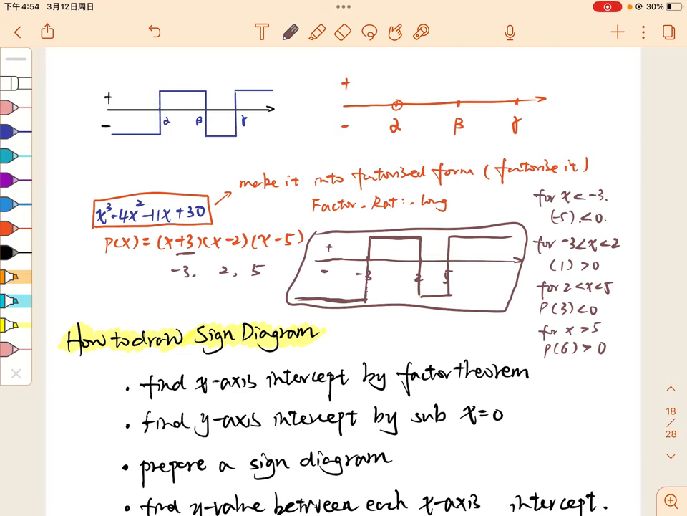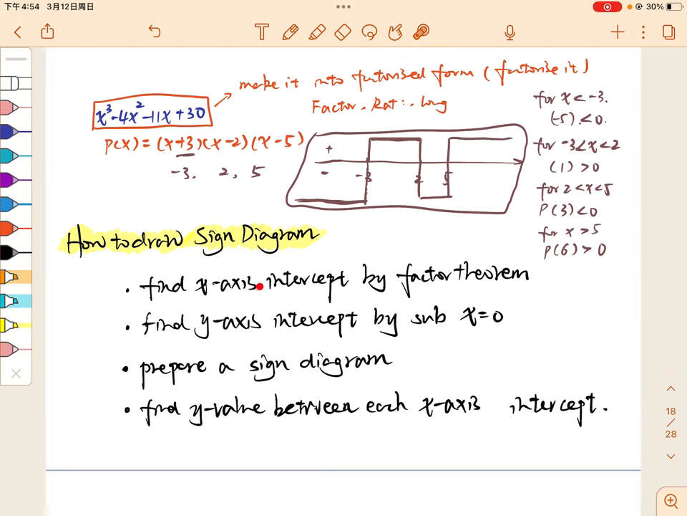The question will directly ask you to draw it, and once you have it, you just follow the steps. Find the x-axis intercepts by the factor theorem. So you factorize your function into the factorized form first. You identify what the x-axis intercepts are. And then some questions might work with the y-axis intercept. This is especially the case for our quartic functions, if you try to draw the graph of it. But for the sign diagram, we just leave it first. You don't really need to worry about this so far.